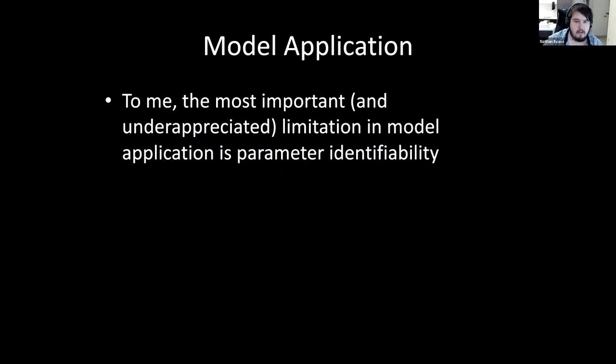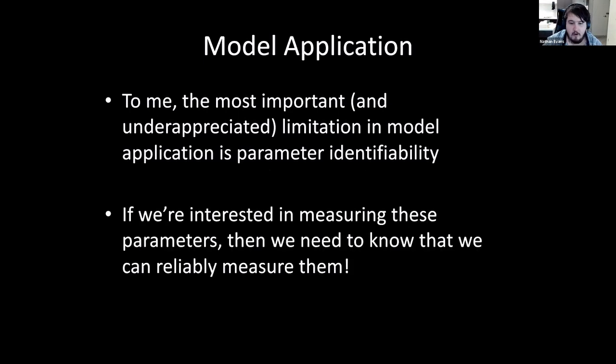So to me, when we're doing model application, the most important and underappreciated limitation is something called parameter identifiability. Now, parameter identifiability is the ability to correctly and reliably identify the parameters that we're estimating. Essentially, this works under the idea that there's some true data generating process. There's some model that actually generated the data we're seeing, some cognitive model that actually generated the data. And we want to be able to identify, if we're using the true model, what parameters generated these data.